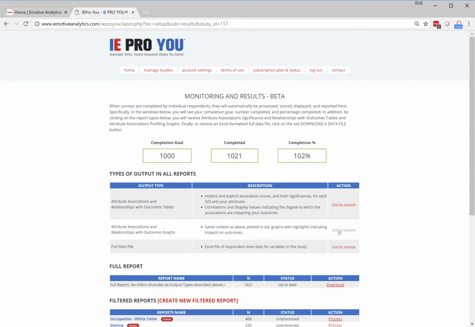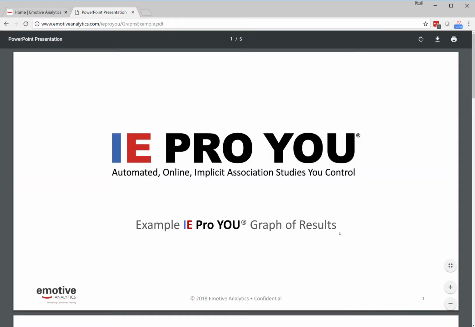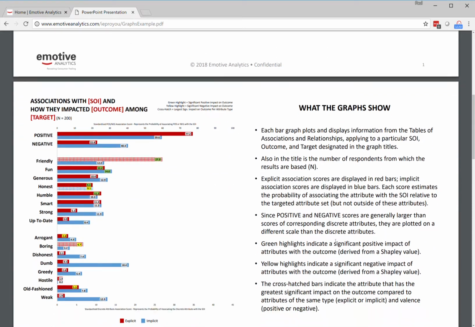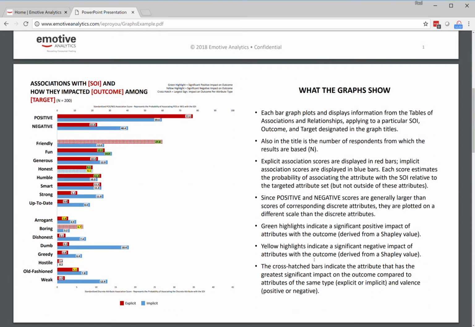So I'm going to click this example. And what we'll see is a PDF of what the graphs look like. Here's the title page of that. And on this page, you can see an actual sample graph. And I'll take you through this graph first.